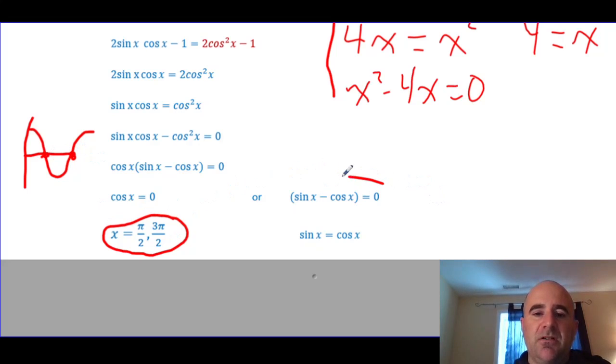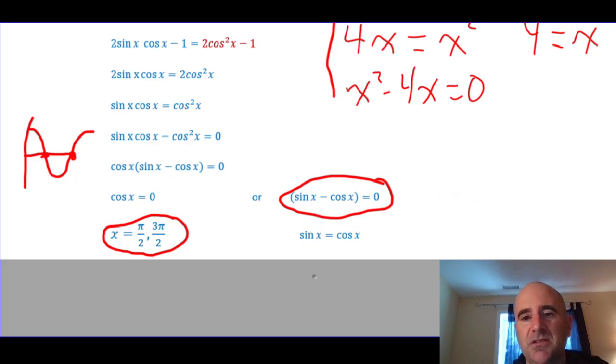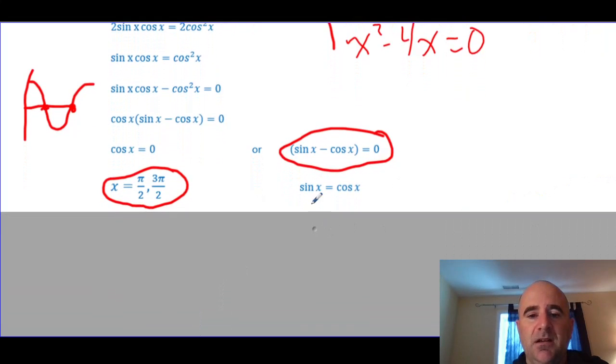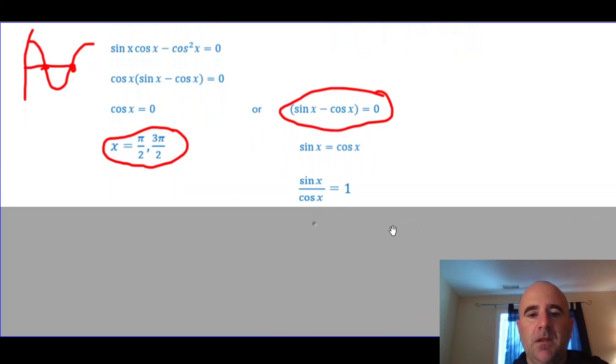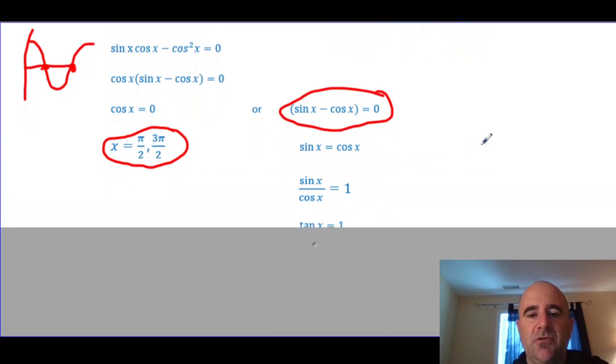Let's look at this right here now. Sine x minus cos x could be 0. How do I solve that? That's the new part of the lesson here, to me. How do we solve something like that? Well, I know that sine x equals cos x, and there are a number of ways to figure this out. One way to figure it out is to divide both sides of the equation by cosine.